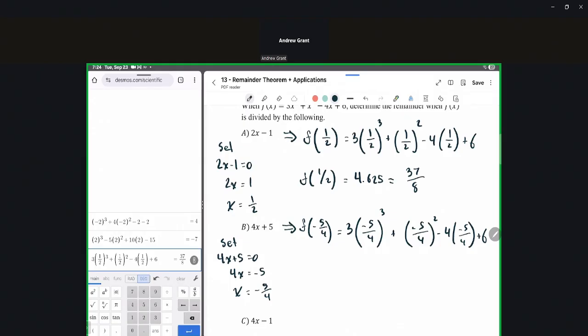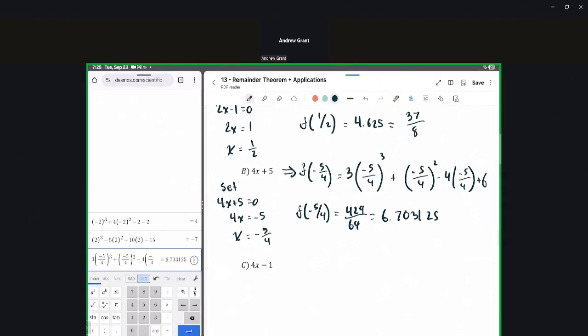Again, this is too much heavy lifting for me, so I'm just going to substitute these values into my calculator. So wherever I see the 1/2, I'm going to put negative 5 over 4 instead. And so we get as an answer that f of negative 5/4 is equal to 429 over 64, otherwise known as some decimal. Looks like 6.703125. So there it is for you.